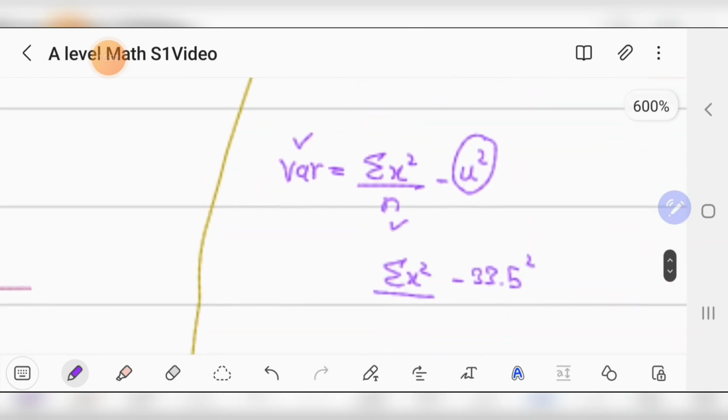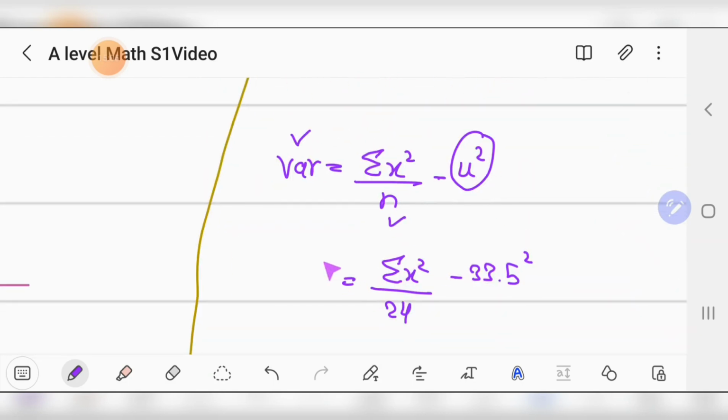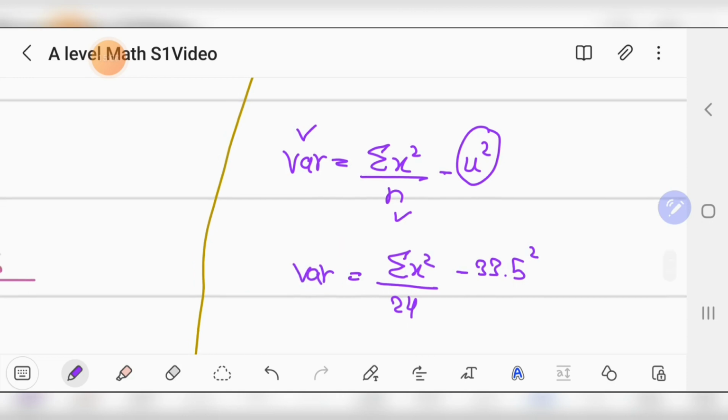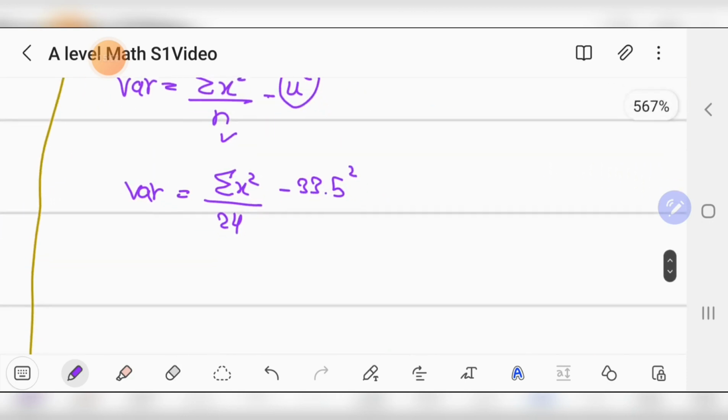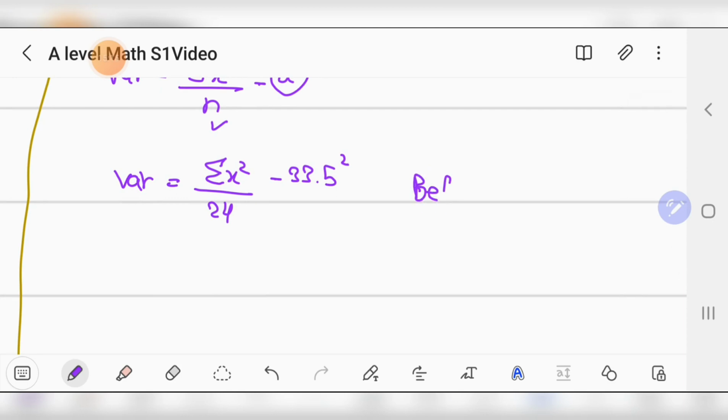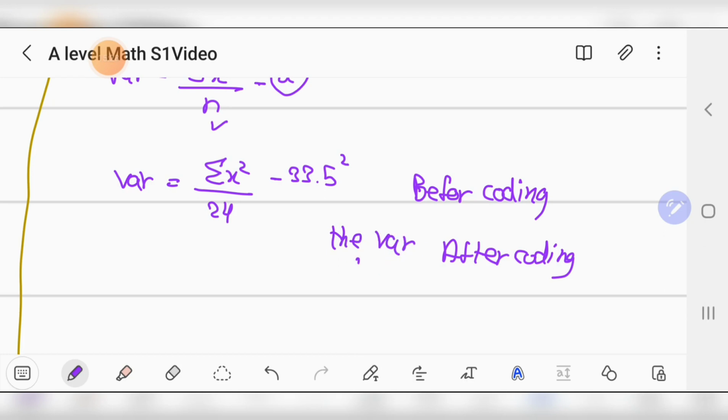So this is 24, and the variance, I need to know the variance. Okay, one simple trick which I just told you about: always remember that before coding and after coding, the variance will remain the same. It doesn't matter if you calculate before coding or after coding, the variance and standard deviation will remain the same, only the mean will change. So we can use this idea and take it to our advantage.